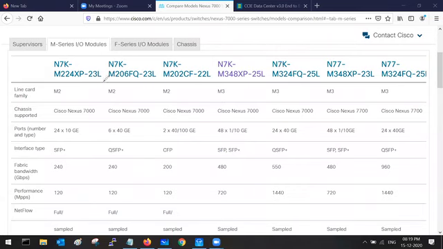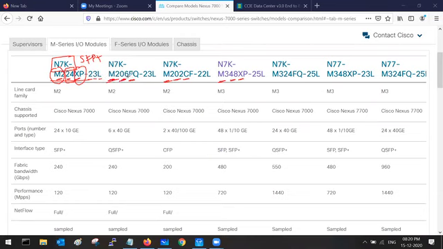Now, here again, if you take a look at the model names, guys, it says M224XP, M206FQ, M202CF, M348XP. So what does this mean? This has got a meaning. This has got a name. N7K means it's for the Nexus 7000 series. M2 is the second generation of the M line card, 24 is the number of ports. XP is the connector type, so XP stands for QSFP plus connectors. 2, 3L: the 2 stands for the CPU generation, 3 is the number of fabric modules which are required, I shall come back to that. L means it will require licenses for all the features which are supported.